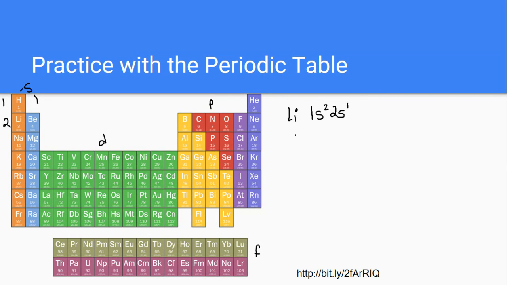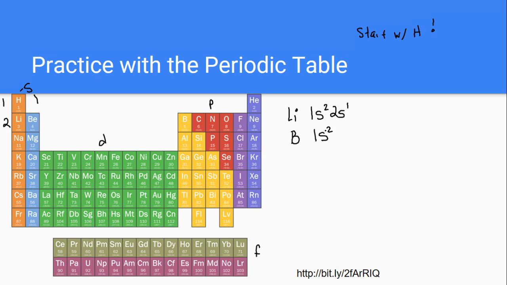Let's try another one. Let's do boron. Boron is right here, element number 5. Same rule: always start with hydrogen. Start with number 1 and go through everything. We are going to record the numbers and the letters of everything we go through. So if we start here, in order to get to number 5, we have to go through elements 1 and 2. Well, they represent the 1S's, so I will write down 1S. We went through both, so I write down 1S2.